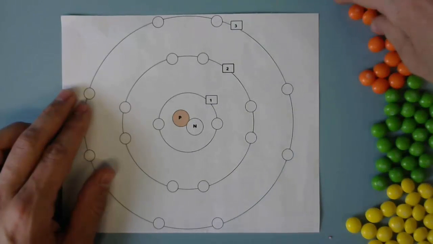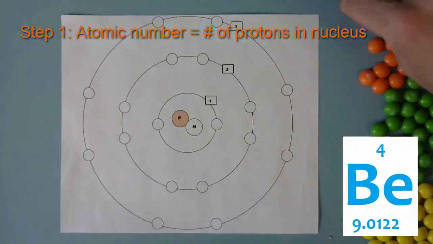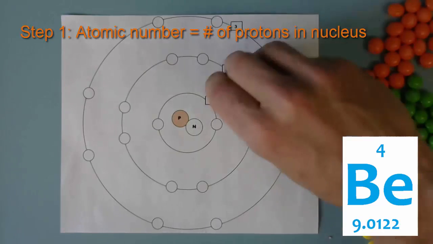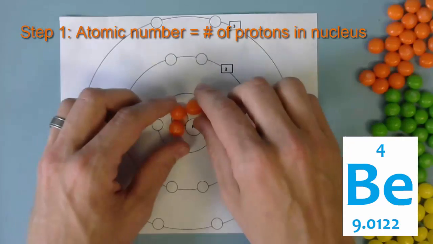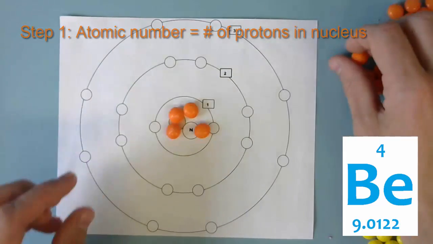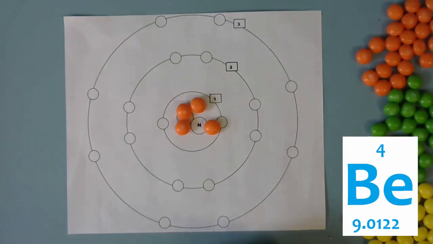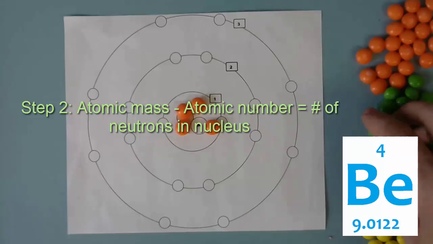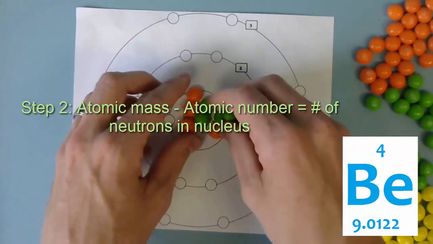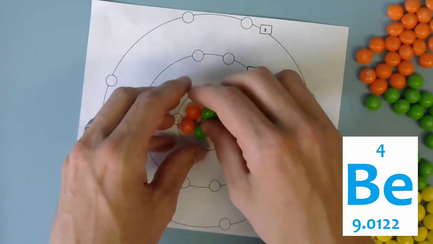The first step is still going to be the same. So we look at beryllium, it is the 4th atom, has atomic number of 4, has 4 protons. It has an atomic mass of 9. 9 minus 4 is 5, so it has 5 neutrons.